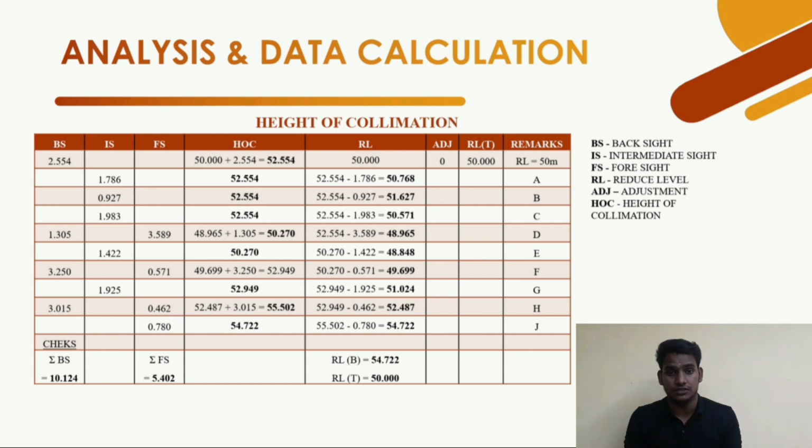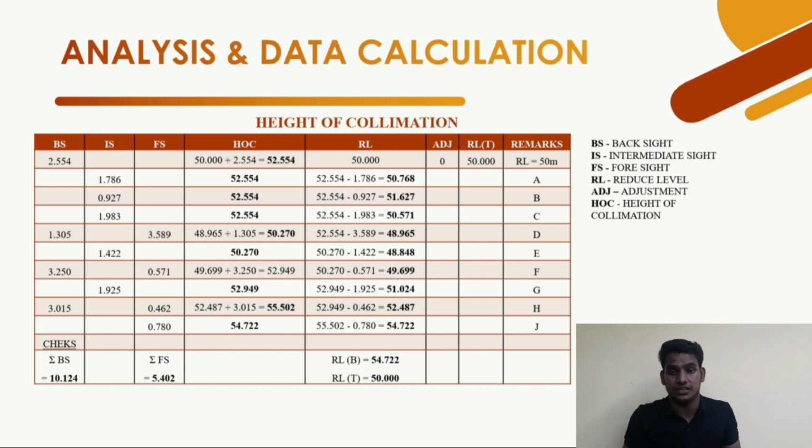As you can see in the table, the first value of HOC until point C remains the same, which is 52.554, because there is no backsight value to calculate the HOC. Then followed by point D, which is 50.270 and remains the same until point E, and changes at point F, which is 52.949 and remains the same at point G, followed by point H, which changes to 55.520, and finally point J, which is 54.722. The next is the reduced level value.